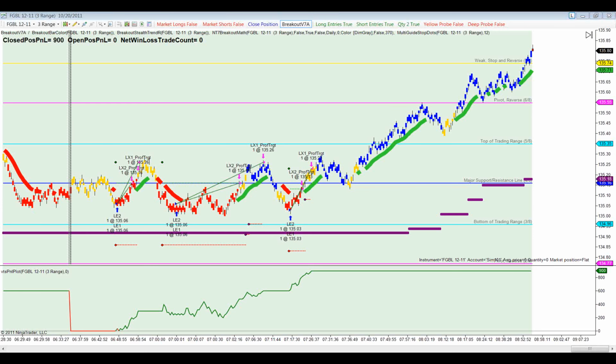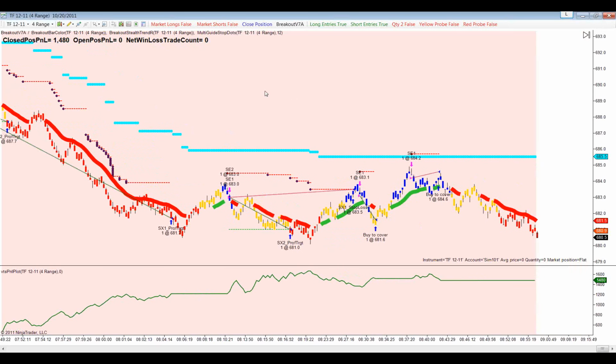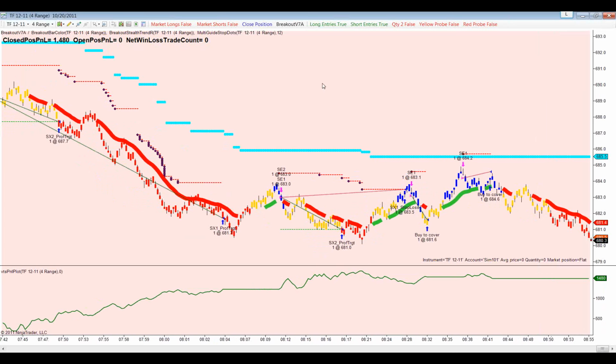Hey, Rich, real quick on David R.'s question about the toolbar not showing. David, you need to right-click, go to Properties, and make sure your toolbar is turned on, because that bar up at the top where it says Markets Longs and all that, that's the toolbar.